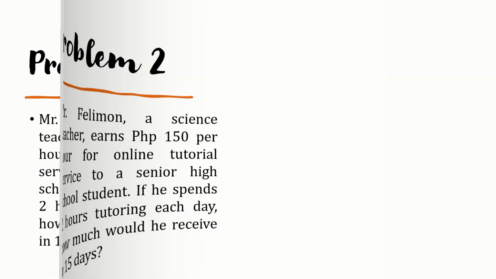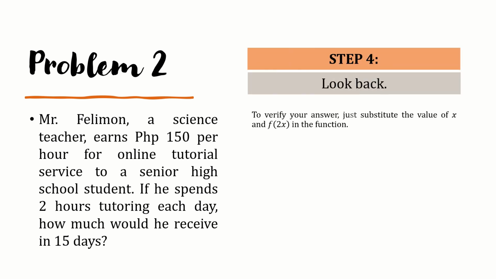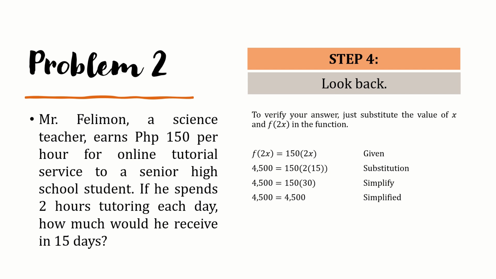Last step, look back. To verify your answer, just substitute the value of x and f of 2x in the function. F of 2x equals 150 times 2x is the given. And by substituting, we have 4,500 equals 150 times 2 times 15. And 2 multiplied to 15 is 30. And lastly, 150 multiplied to 30 is equal to 4,500. We have 4,500 equals 4,500.